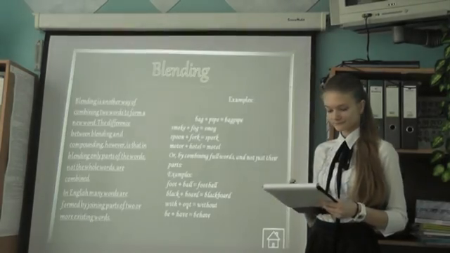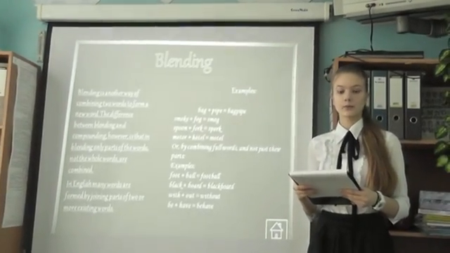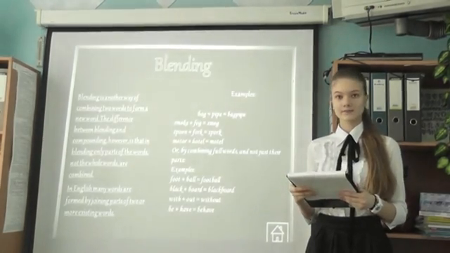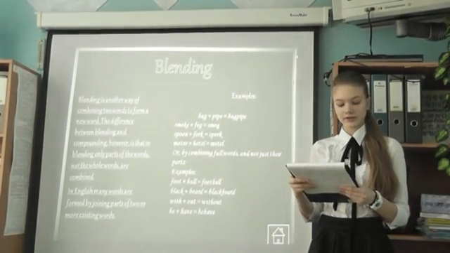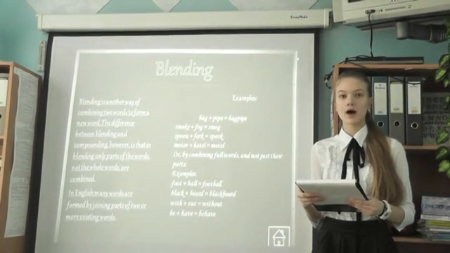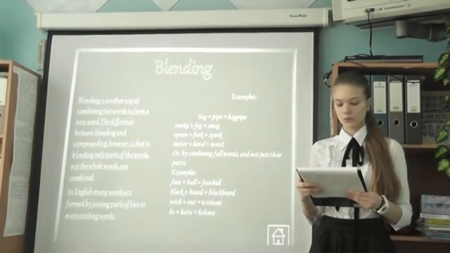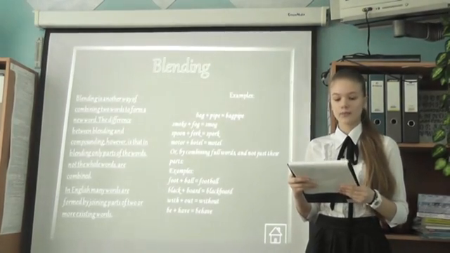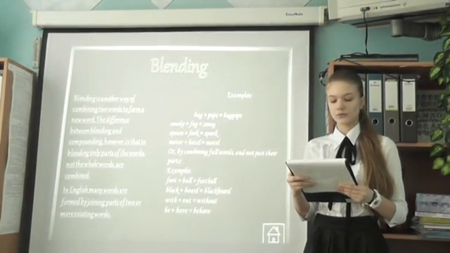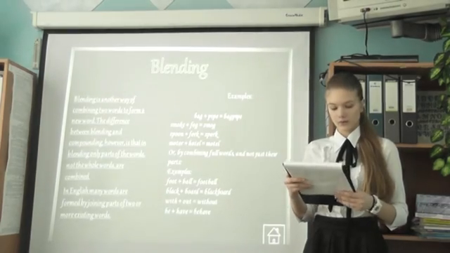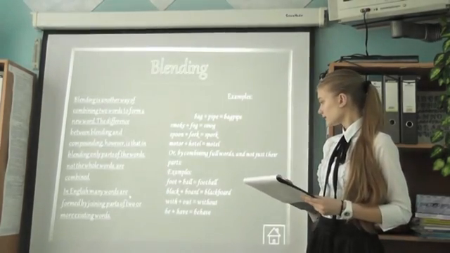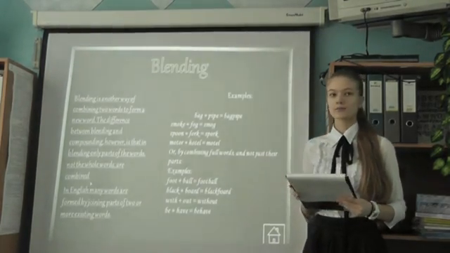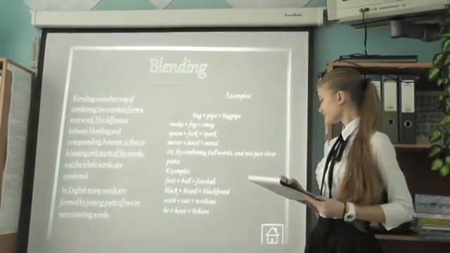Blending. Blending is another way of combining two words together. The difference between blending and compounding is that in blending only part of the word, not the whole word, is combined. In English, many words are formed by joining parts of two or more existing words. For example, foot and ball, football; black and board, blackboard.